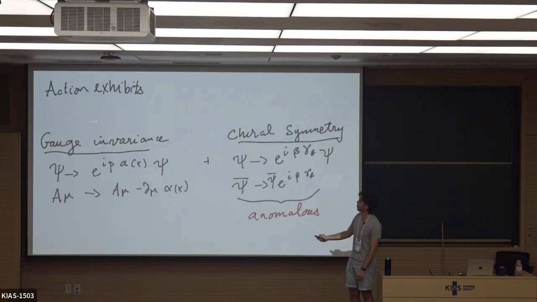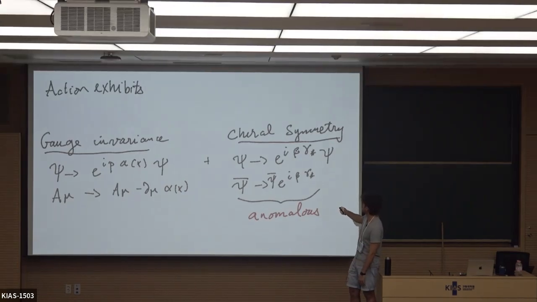We'll get to it. Okay, so this theory has gauge invariance. If I rotate my Dirac fermion by a local gauge rotation, e to the i p alpha psi, I can undo that by a gauge rotation of A. And there's also a chiral symmetry of the action, which is anomalous. It's the famous chiral anomaly.